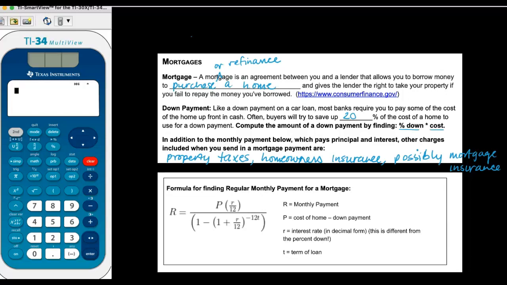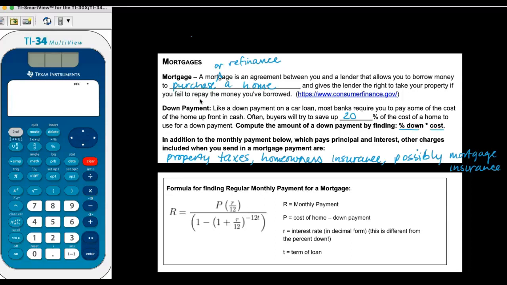It's just an agreement between you and a lender, which is a bank, that allows you to borrow money to purchase a home, or I added refinance. Refinance is just when you get another mortgage. Let's say you have a mortgage already and then interest rates lower and you want to take out a new mortgage. So it's a new mortgage that replaces the old one, that saves the person money because the interest is lower. And when you take out a mortgage to purchase or refinance, that gives the lender the right to take your property if you fail to repay the money you borrowed.